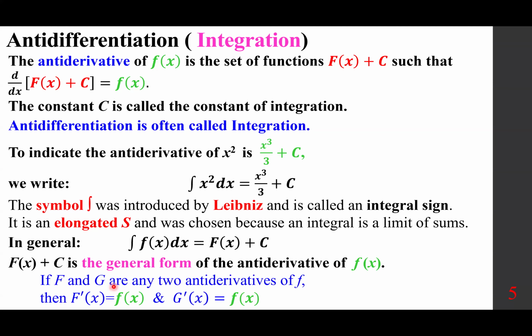If capital F and capital G are any two antiderivatives of lowercase f, then capital F prime is lowercase f of x, capital G prime is also lowercase f of x. What does it mean? The two functions are the same except for a constant. That means one is the sum of the other one and a constant. G of x is F of x plus c, or you can say capital F of x is G of x minus c. Makes no difference. So their difference is just a number.